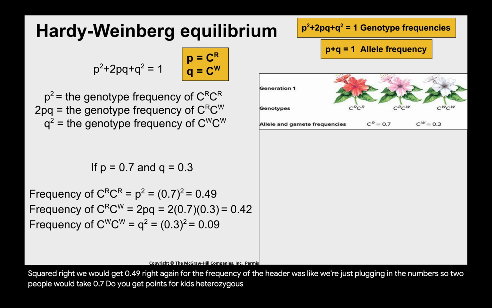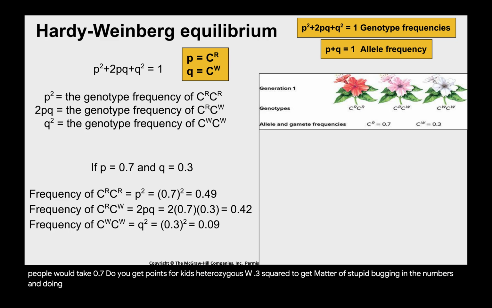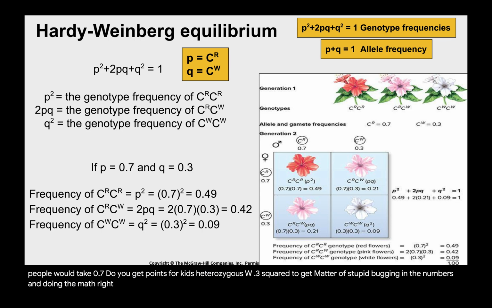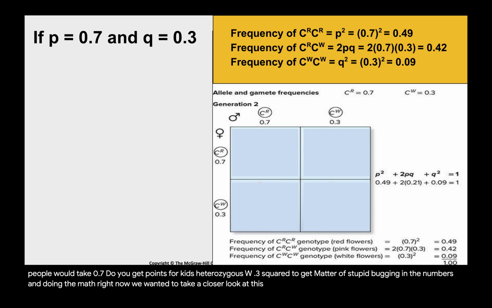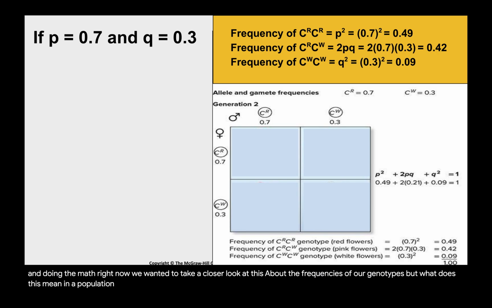And then for WW, q squared, you would take 0.3 squared to get 0.09. In this case, it's a matter of simply plugging in the numbers and doing the math. Now, if we were to take a closer look at this, we calculated out the frequencies of our genotypes, but what does this mean in a population, especially a population that's reproducing?